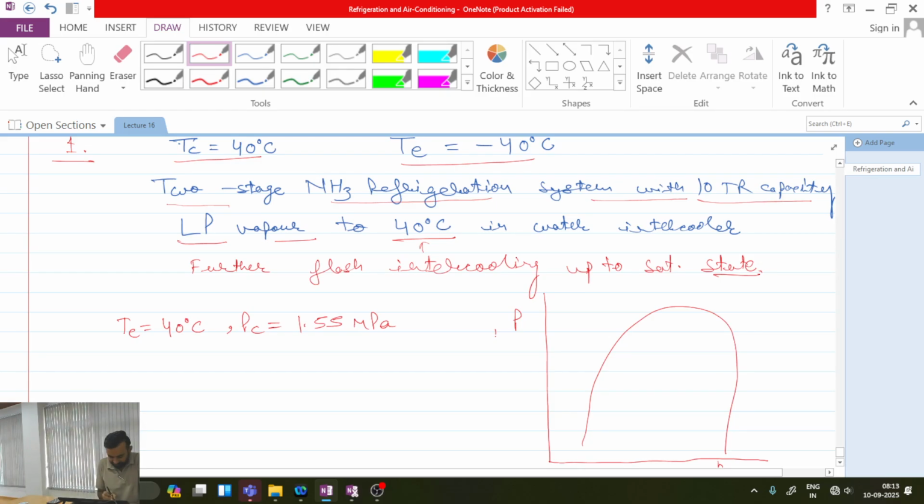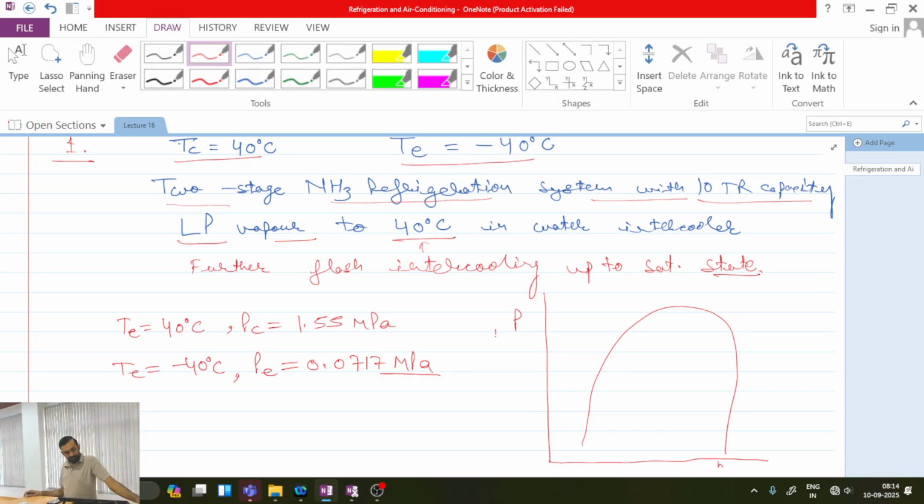Then second is the evaporator, which is at minus 40 degrees Celsius. So evaporator pressure will be nothing but equal to the saturation pressure at minus 40 degrees Celsius. Okay. So again refer to minus 40 degrees Celsius. How much is the pressure? 0.071. Yes. 0.0717 megapascals. If in bar, then 0.717 bar. Okay. Are all clear with this point? So it means we have now determined the condenser pressure and evaporator pressure.